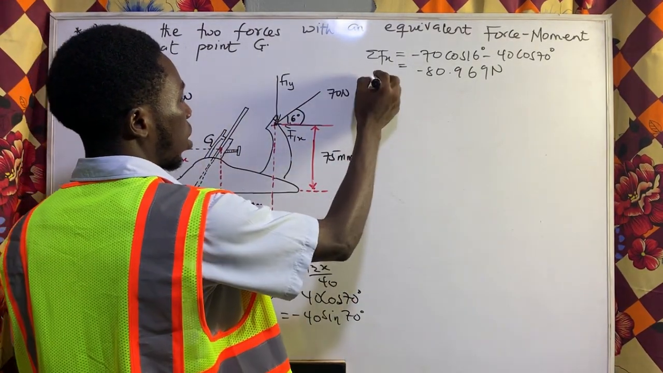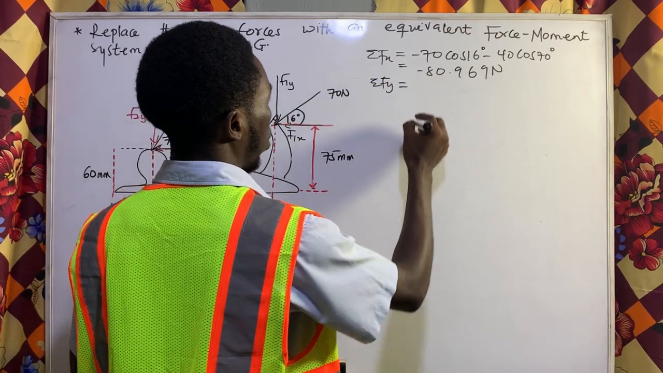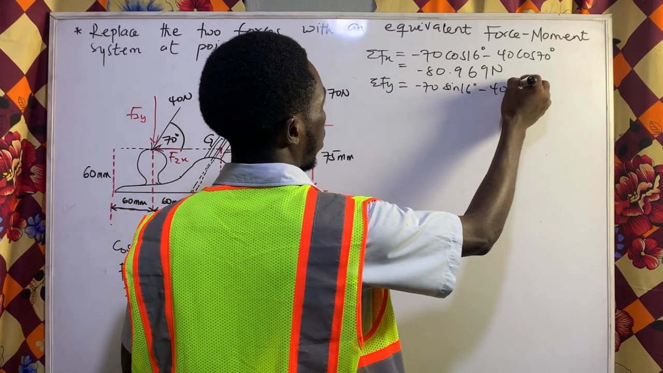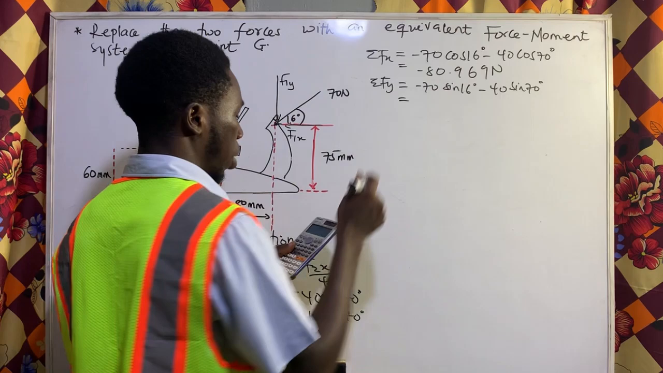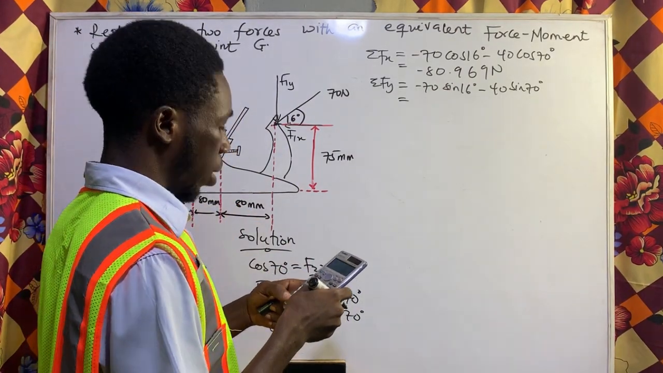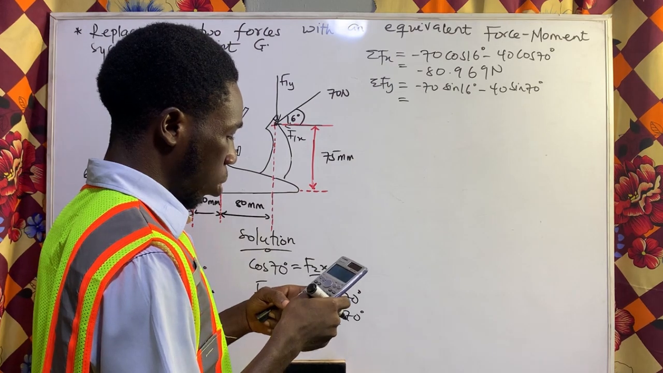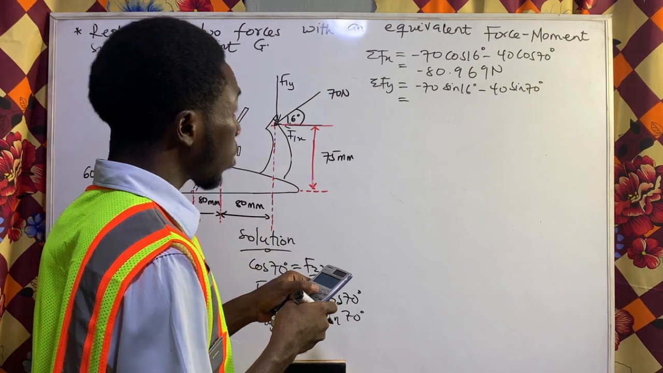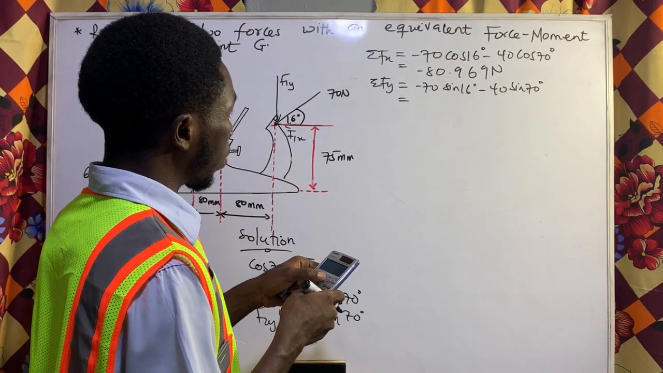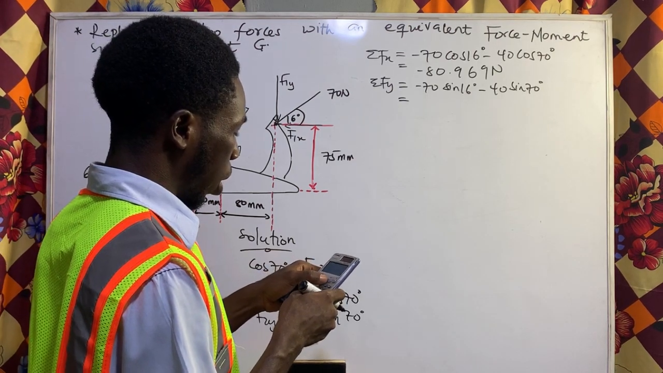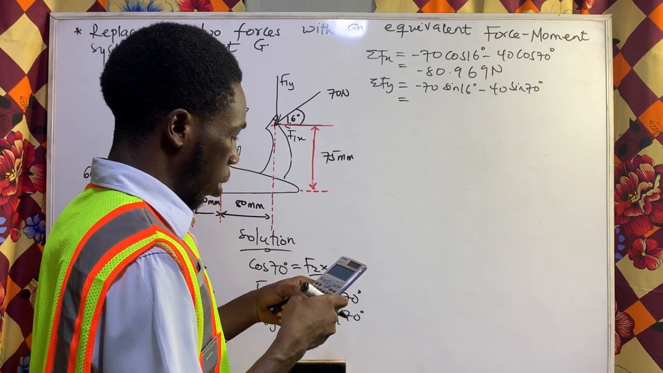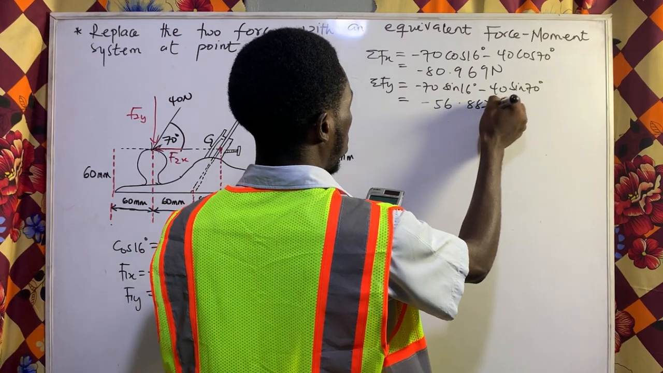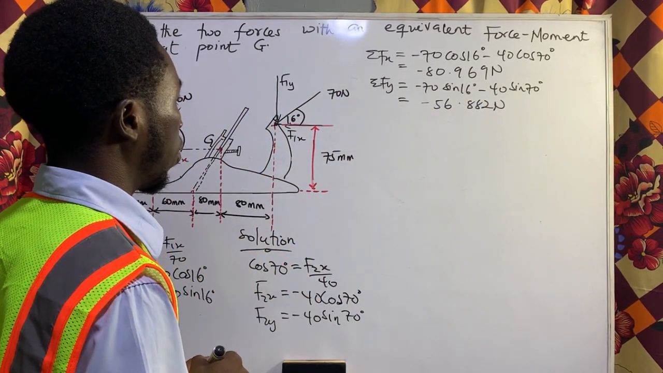Let's consider the sum of forces in the y-axis direction also. You're going to have minus 70 sine 16 minus 40 sine 70 degrees. Let's see what you're going to get. Okay, I made a mistake with the mouse function. This will give us the value of minus 56.882 newtons.